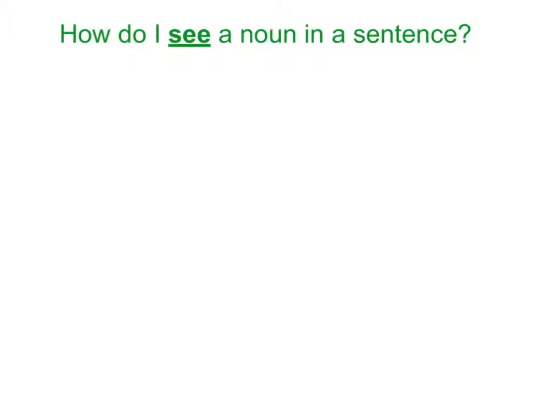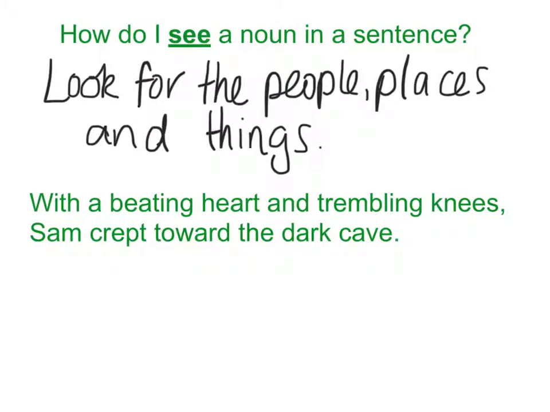How do I see a noun in a sentence? Well, you look for the people, places and things. So here's a sentence. With a beating heart and trembling knees, Sam crept towards the dark cave. So what people can I see in this sentence? Well, people is Sam. It's even got a capital letter, so I know it's a proper noun. Okay, so that's one noun. Any more? With a beating heart and trembling knees, Sam crept towards the dark cave.